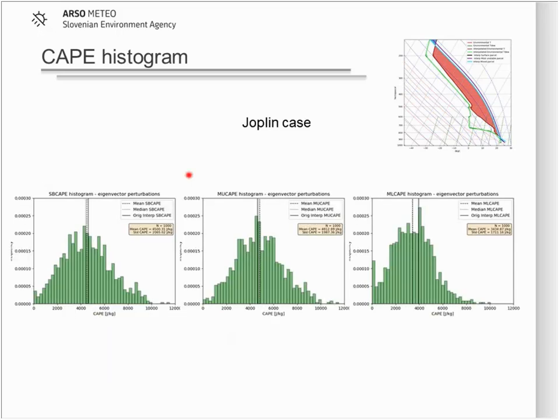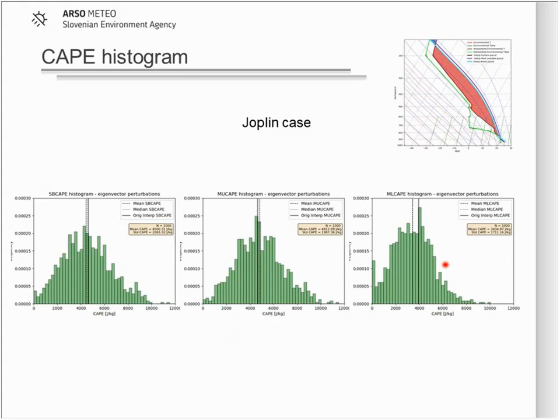We did the same for the most unstable CAPE and the mixed layer CAPE. What we see is that the most unstable CAPE is simply a little bit higher than the surface-based CAPE, and the mixed layer CAPE has slightly less spread, because we take the average of the lowermost four levels, and this makes the spread a little bit smaller.